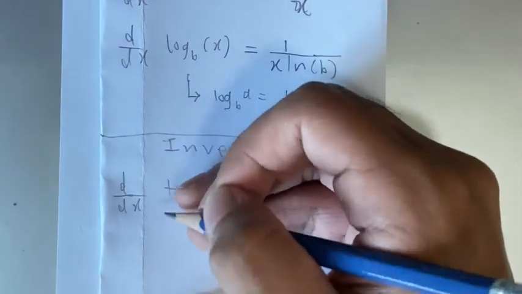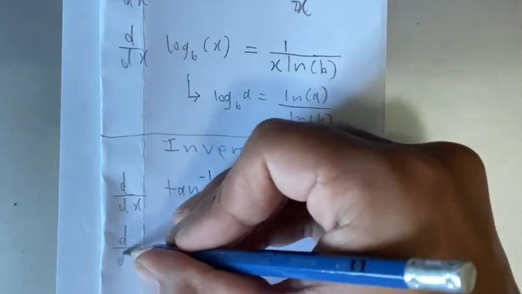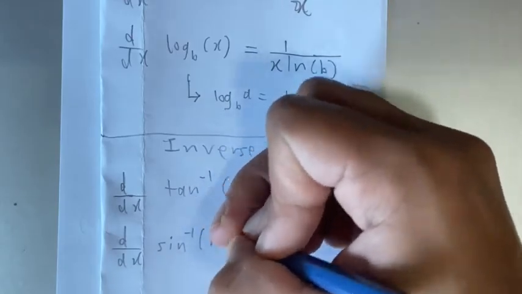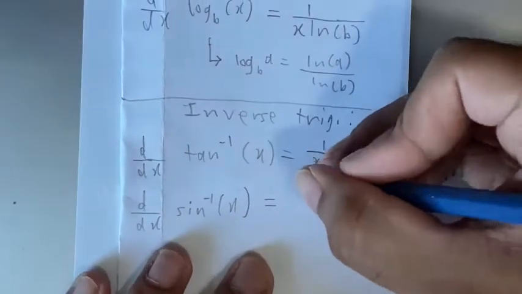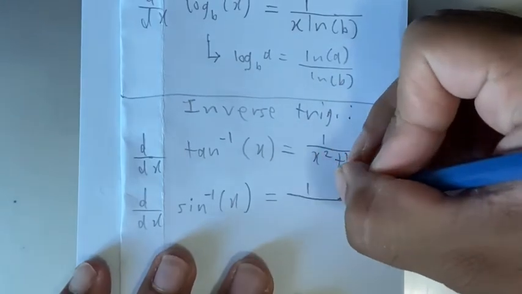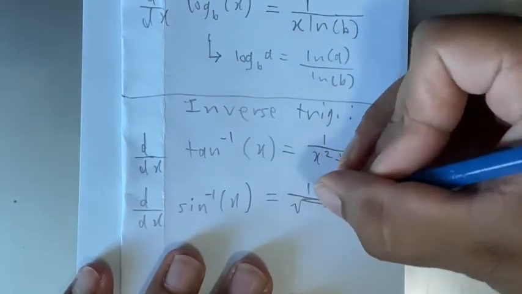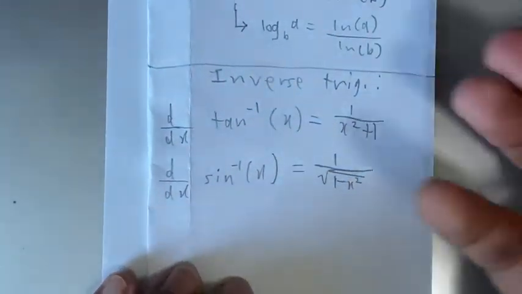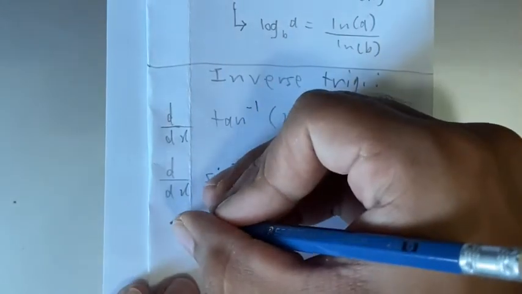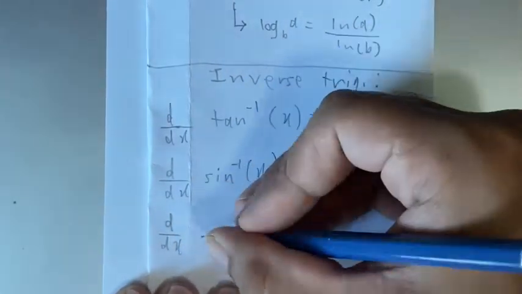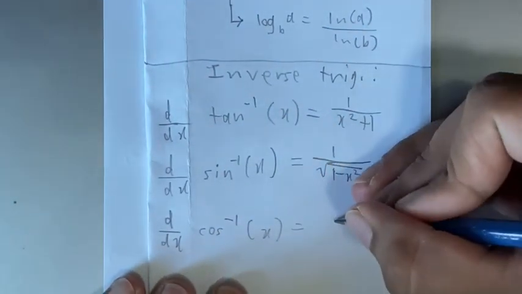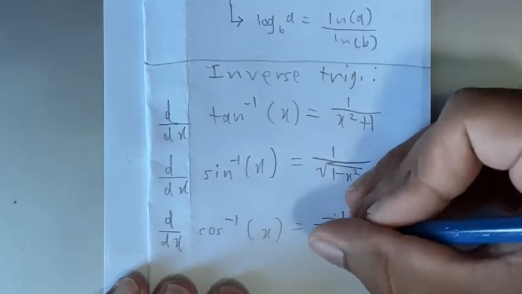Then d by dx of arcsine x is equal to 1 over square root of 1 minus x squared. And once you learn the techniques to prove this, it'll make much more sense. And d by dx of arc cos x is equal to minus 1 over square root of 1 minus x squared. So there you have it.